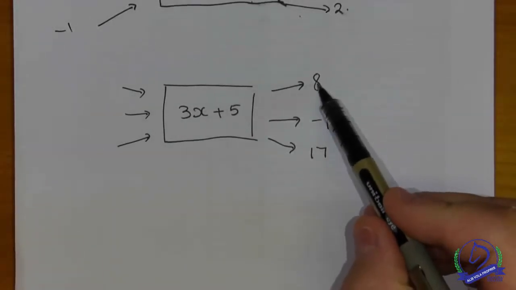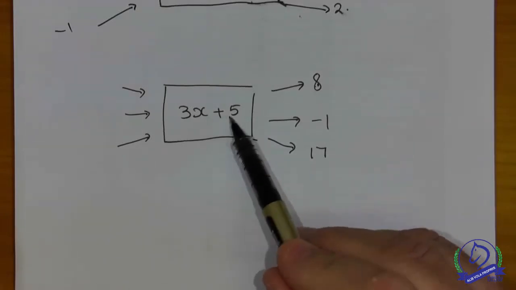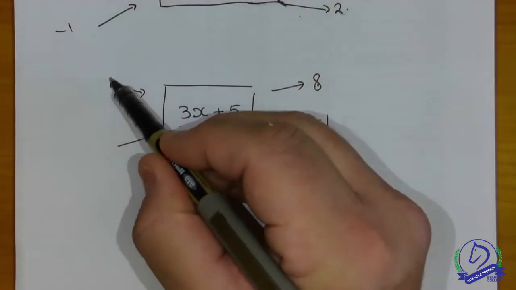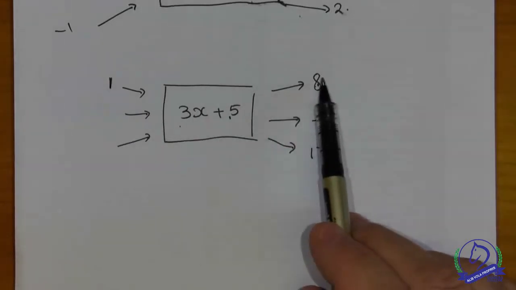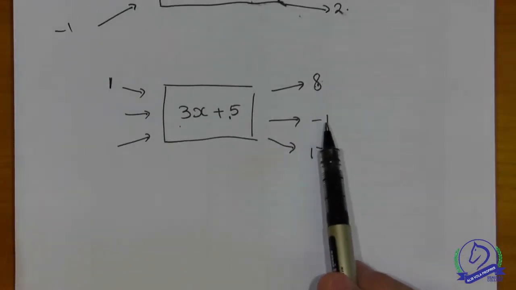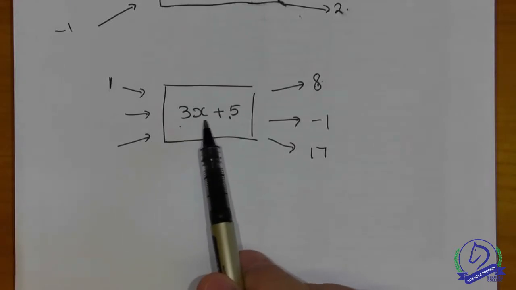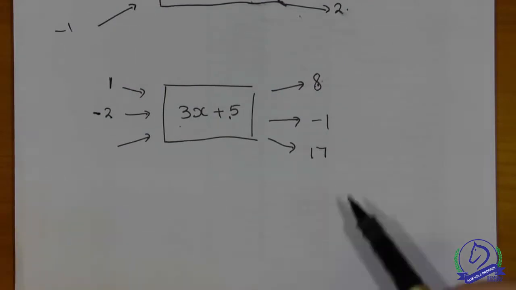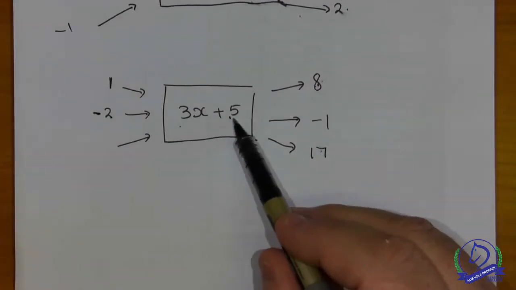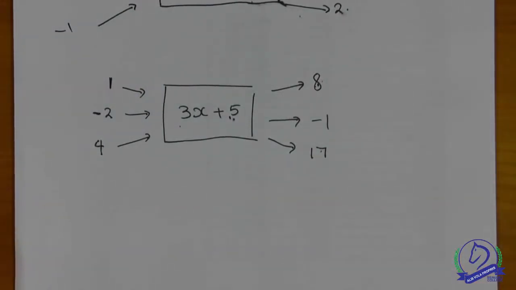If I start from 8, 8 minus 5 is 3, and 3 divided by 3 is equal to 1. This tells me that if I use the input 1, I will get to 8. From -1 the same thing: -1 minus 5 is -6, and divided by 3 is -2, so I've found the input. And 17 minus 5 is 12, and 12 divided by 3 is 4, so I have been able to calculate the input.